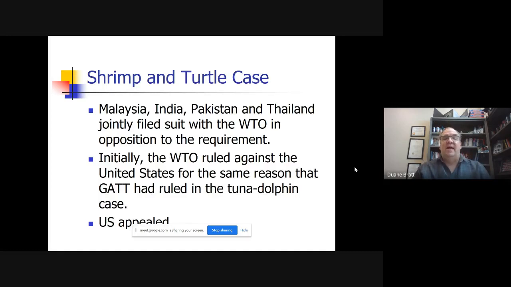Malaysia, India, Pakistan, and Thailand got together and filed suit in the WTO opposing this requirement. And the initial decision of the panel of experts ruled against the US for the same reason that the GATT had ruled in the tuna dolphin case. And so the US appealed.